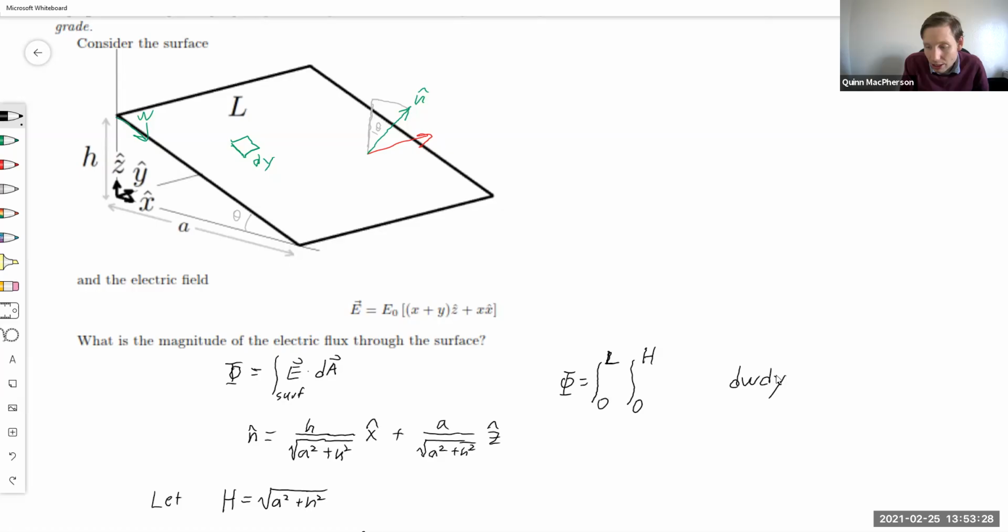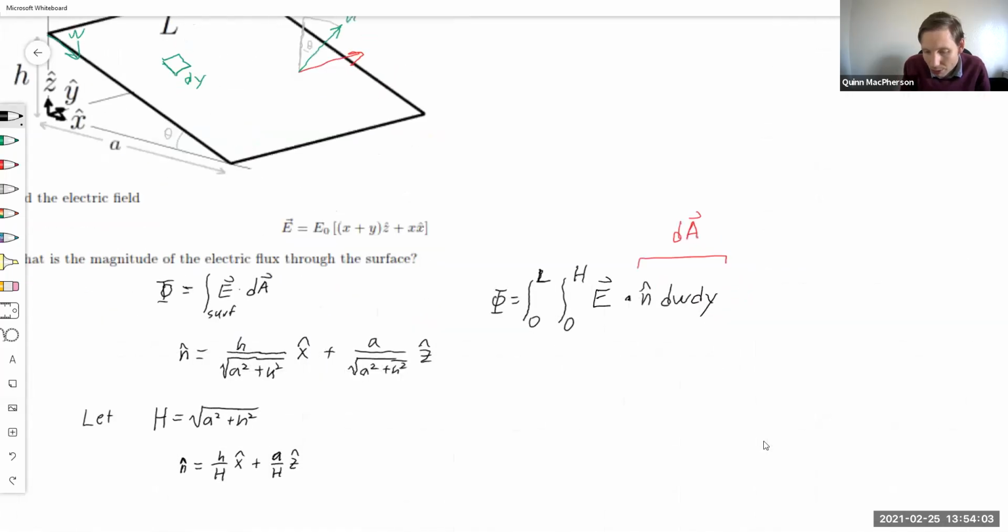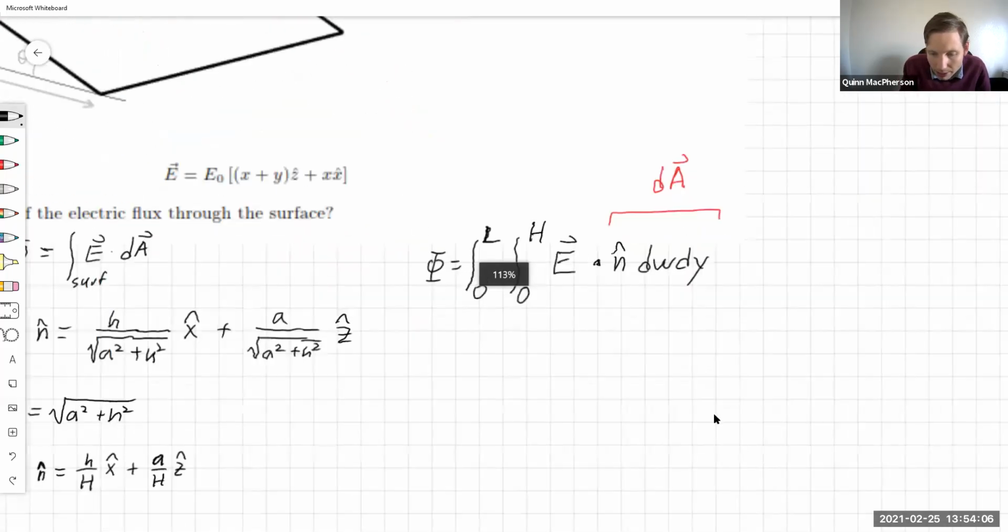Well, the dw dy is the area part without the direction. This is the magnitude of the area. We need the direction. So the direction we're going to write as n hat. So n hat dw dy, that whole thing there is the dA vector. And then what we have over here is E. Okie dokie. So the next thing I'm going to do is plug in my n and plug in my E.